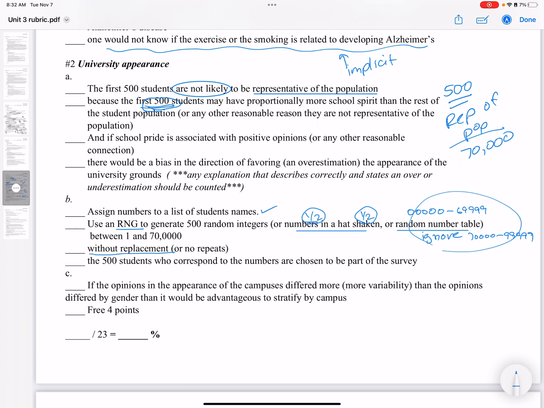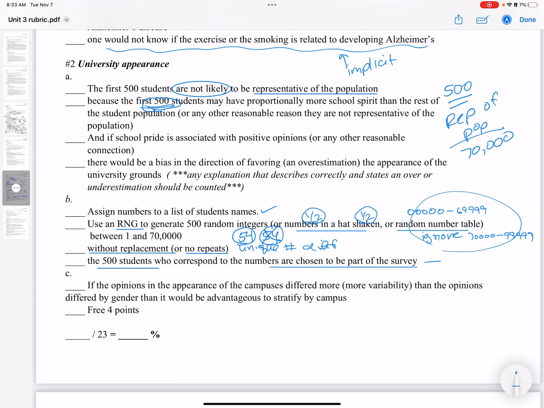They do need to say without replacement, or no repeats, or they could say unique numbers, or everyone different, something that tells you that if you get the number 54 twice, that's not going to work, because 54 represents a person, and you're only looking for 500 people. You need exactly 500 people. So if I get number 54 and then number 54 again, I'm short a person. So you have to ignore the second time you see that number, and then you have your 500 people for your survey.